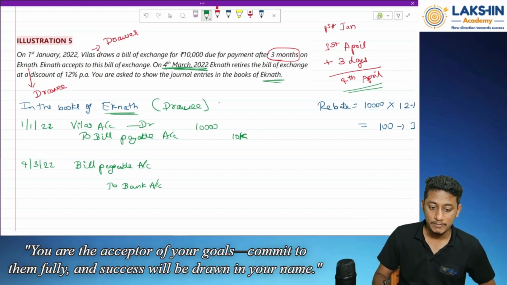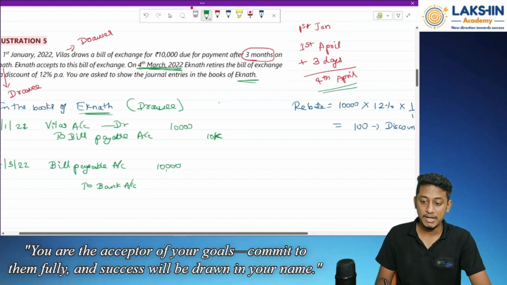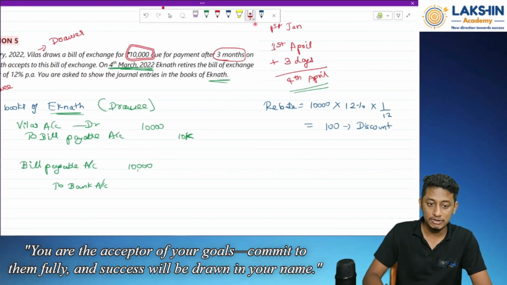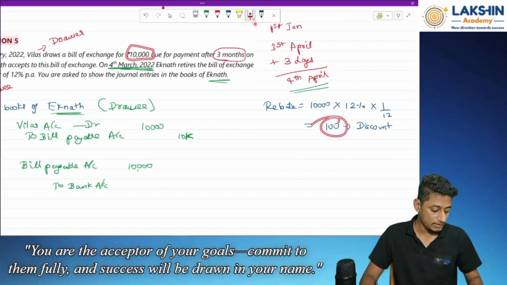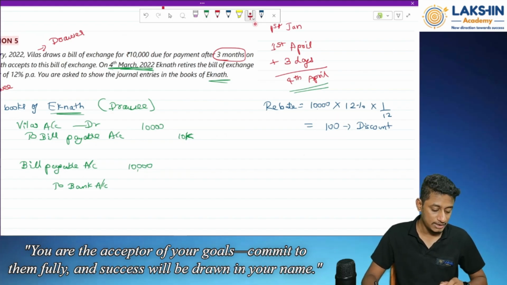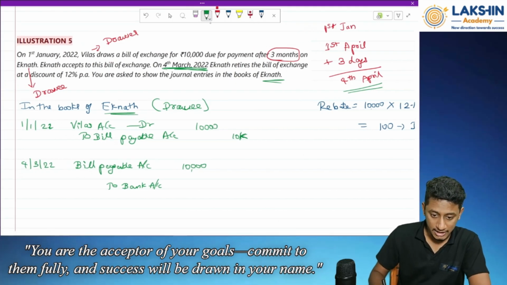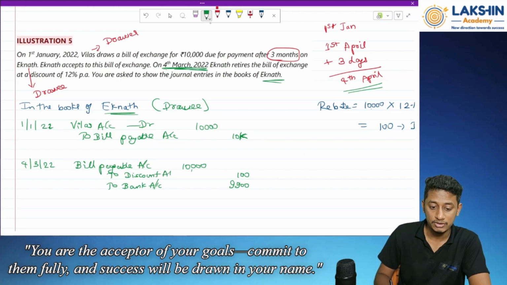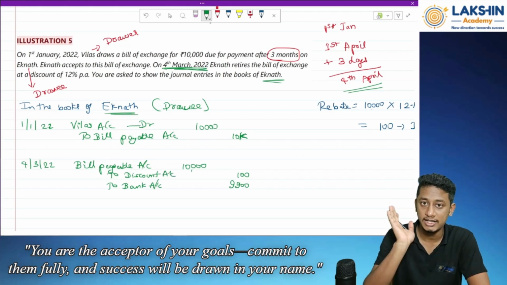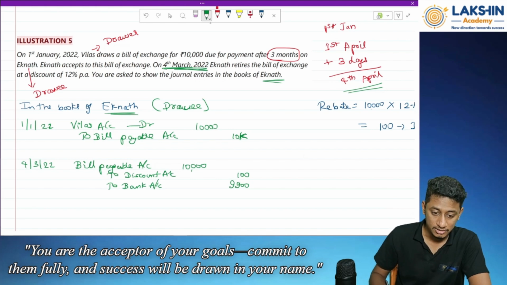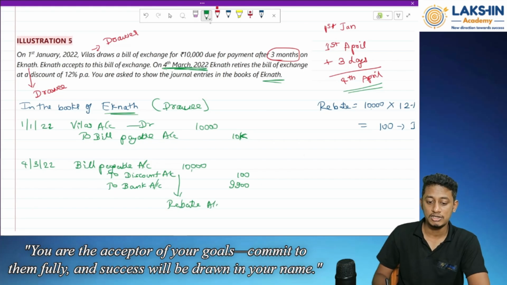First of all, what is the bill payable value? Rupees 10,000. What is the value at which the payment was done? 10,000 was payable, but 100 rupees is given as discount. So 10,000 minus 100 would be 9,900. So 9,900 is paid. The remaining 100 rupees is a discount. Discount received is an income to me, so discount account will be credited. This is how you pass the entry. Instead of discount you can also mention rebate account, no issues, because in the textbook they have used the word rebate.